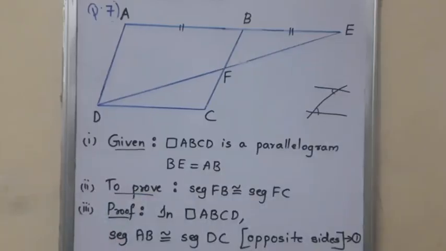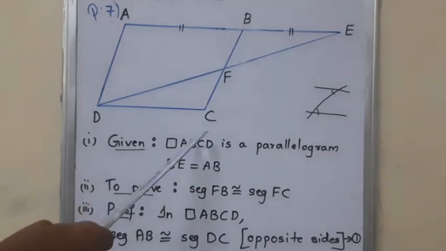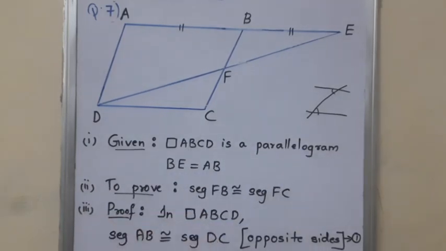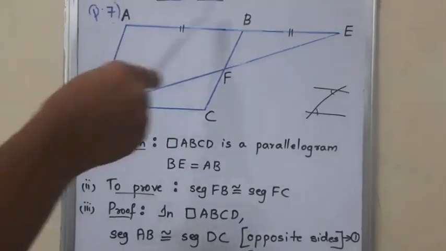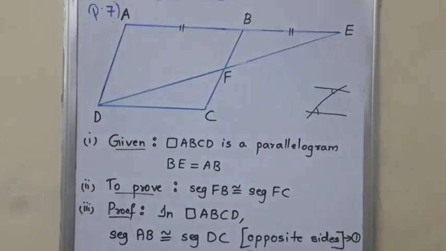Since it is a prove that type of question, we will write 3 steps first. Given quadrilateral ABCD is a parallelogram, and one more thing they have given, AB is congruent to BE. We have to prove segment FB is congruent to segment FC.